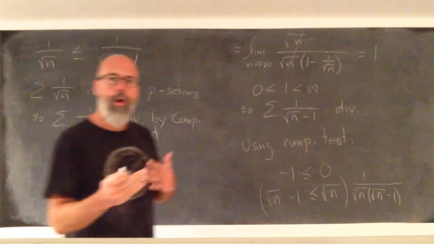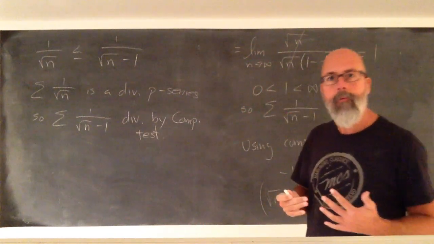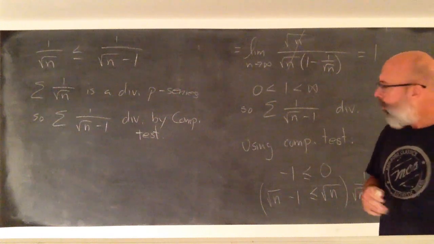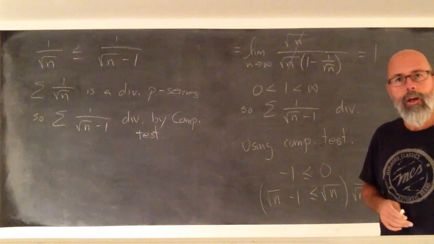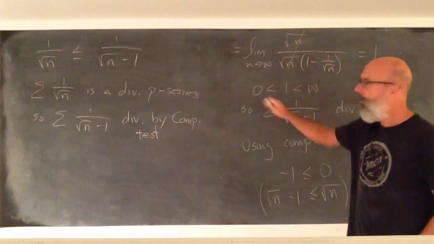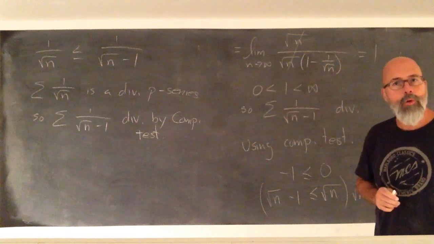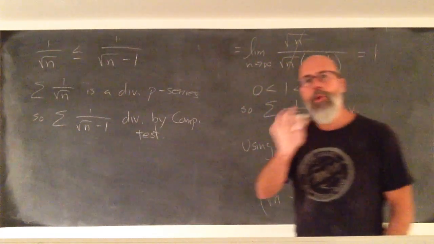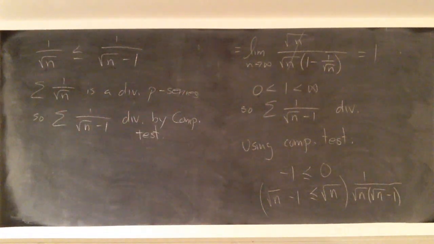Needless to say, you're not going to get two tests contradicting each other. Either both tests will agree, or it is possible that one test does not apply. Or, if you had a limit of 0, then this limit comparison test would not have told you anything. So there it is.